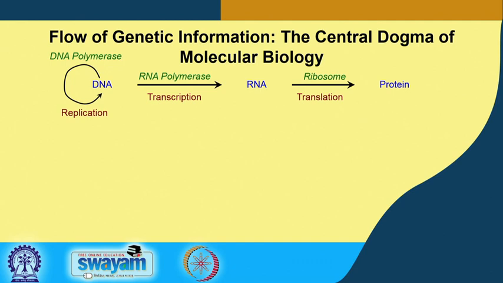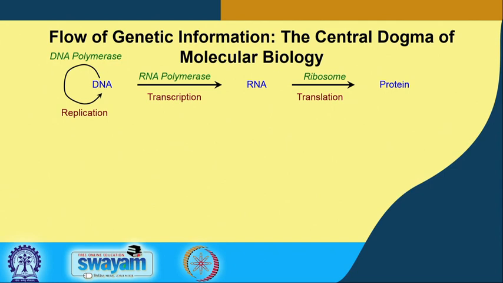the basic central dogma of molecular biology. Here we see the central dogma of molecular biology, which was first proposed by Sir Francis Crick, who along with James Watson proposed the double helical structure of DNA. So what is the central dogma of molecular biology? It tells us the flow of information, that DNA is the genetic material which stores all the information that is necessary to carry out all the functions in a living system, that is a cell or an organism.